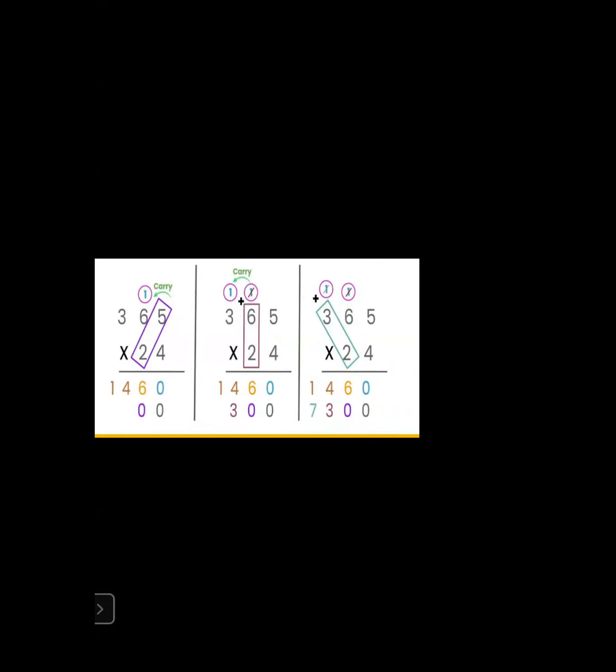Now let us solve the tens place. We have to place 0 before solving the problem of tens place. 2 into 5 is 10. We have to place 0 at the downside of the 6 and place a carry at tens place. And 2 into 6 is 12. 12 plus 1 is 13. And place the 3 at the downside of the 4 and place a carry at hundreds place. And 2 into 3 is 6. 6 plus 1 is 7.